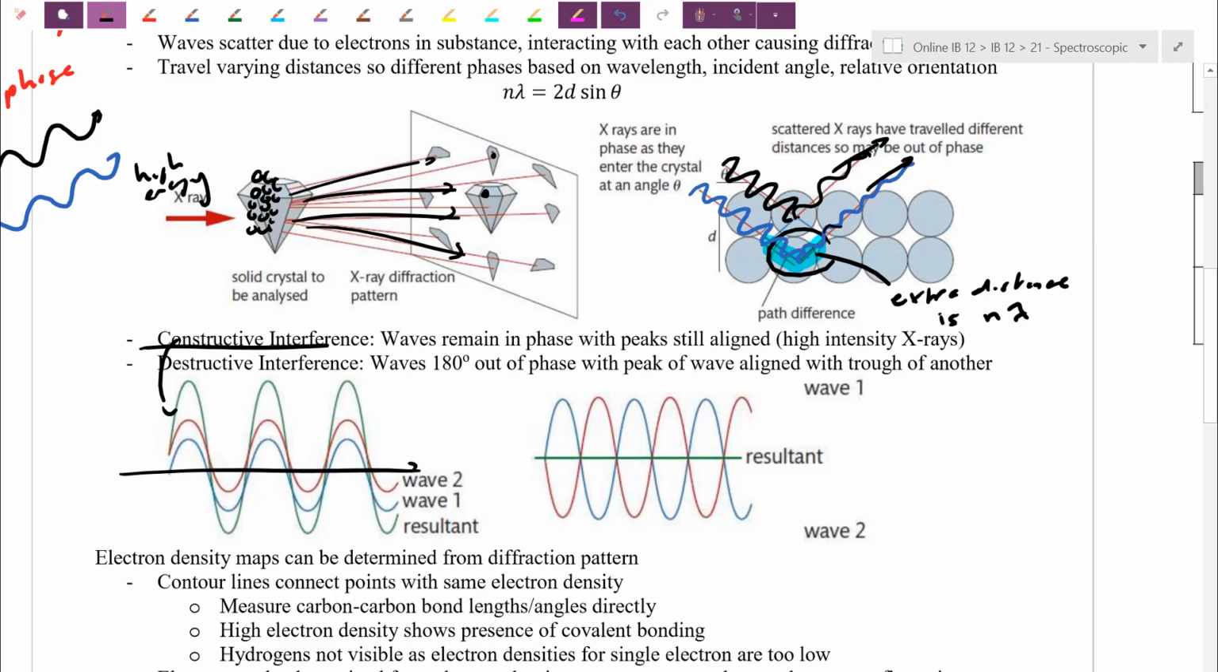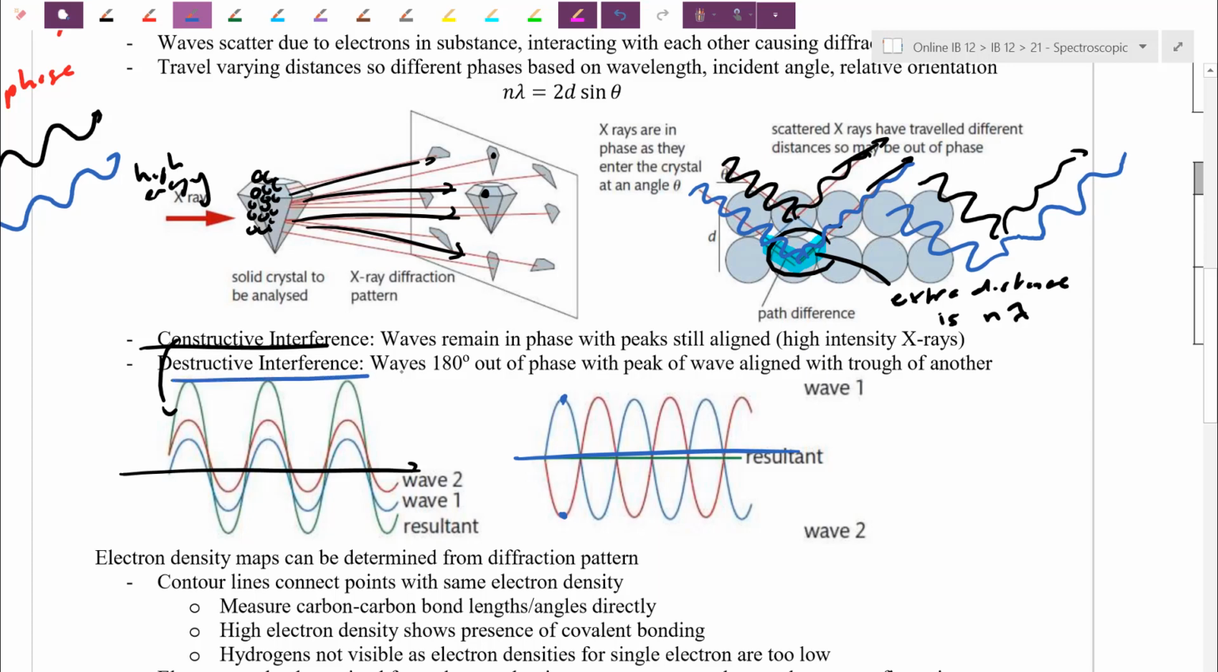What if the extra distance is exactly 1/2 of a wavelength? They came in perfectly in phase. This one left, and the other one, based on the extra distance it traveled, by the time it's leaving, this wave is going through a trough while the other is at a crest. It's perfectly out of phase. When one wave is trying to be a maximum and the other a minimum, it gives me destructive interference. Destructive interference ends up giving me no spot.